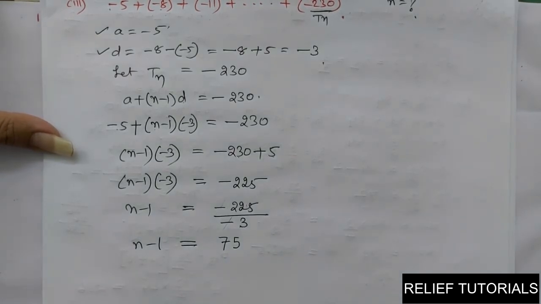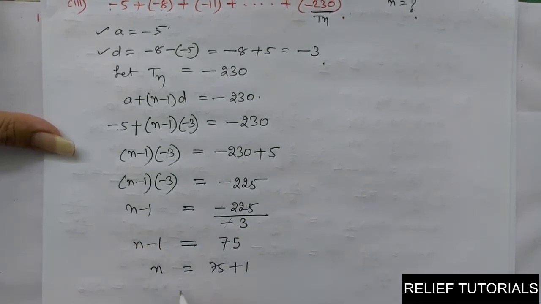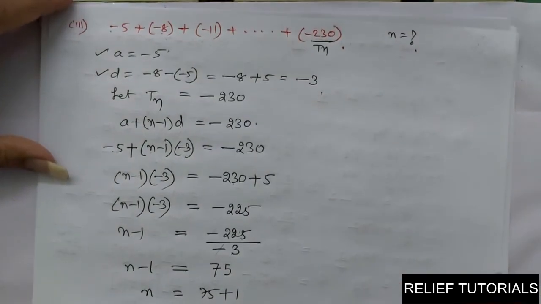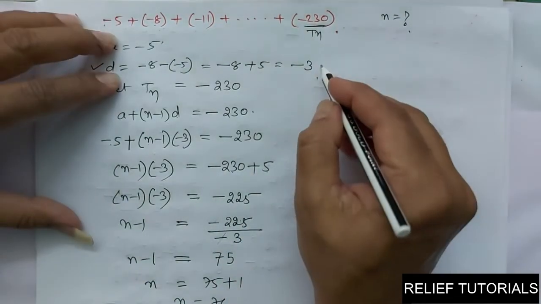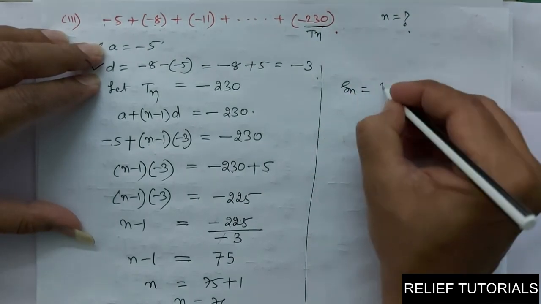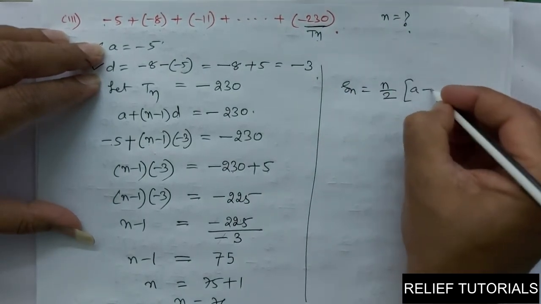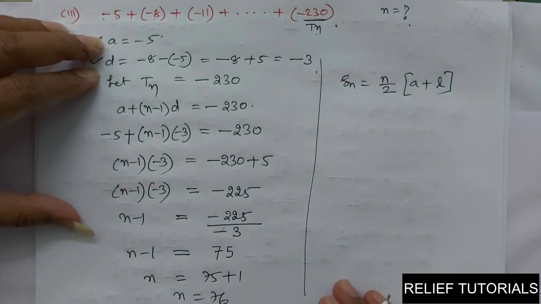Now, n is equal to 75 plus 1, the minus 1 goes there as plus 1. So n is equal to 76. So this minus 230 is the 76th term. Now you have the first term, you have the last term. So you use the formula Sn equals n by 2 times (a plus l). Clear, friends?